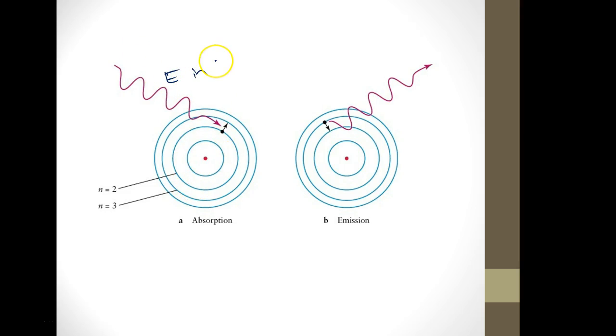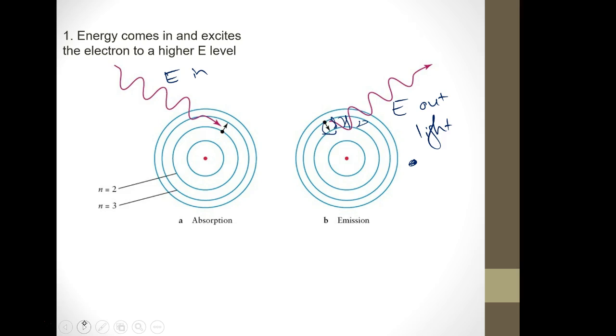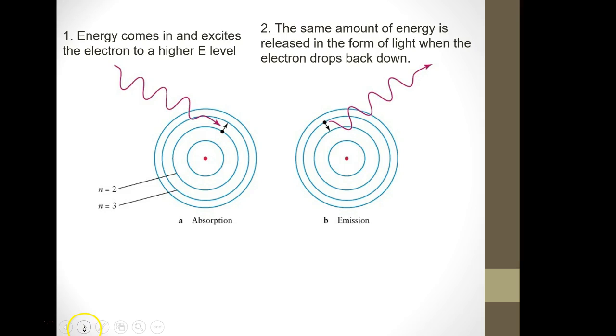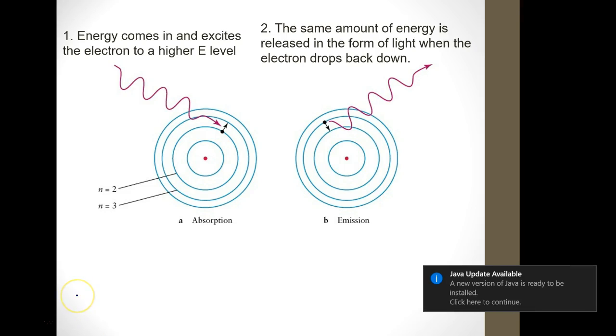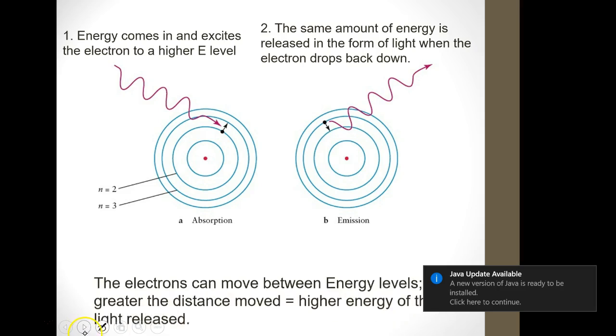So energy goes in. And then when it relaxes, when it drops back down, energy goes out in the form of light. And every element has a different amount of light, a different energy of light come out. So each element has a unique transition for its electrons, and that's where we come up with this whole idea. So the energy comes in, excites the electron to a higher energy level, it gets excited, it absorbs the energy. The same amount of energy is released in the form of light when the electron drops back down.